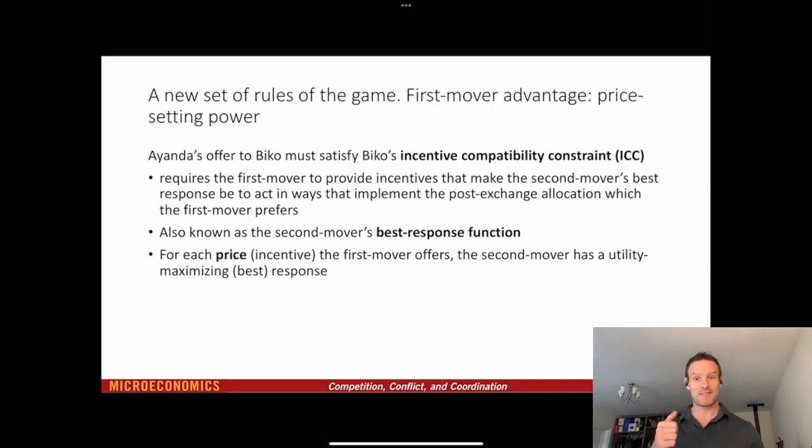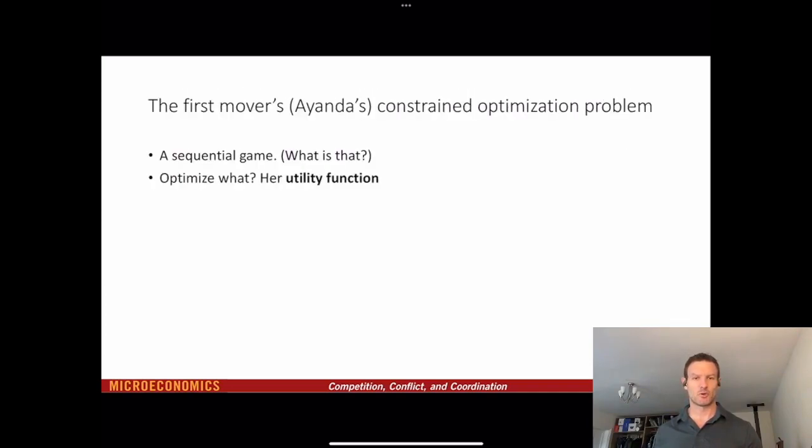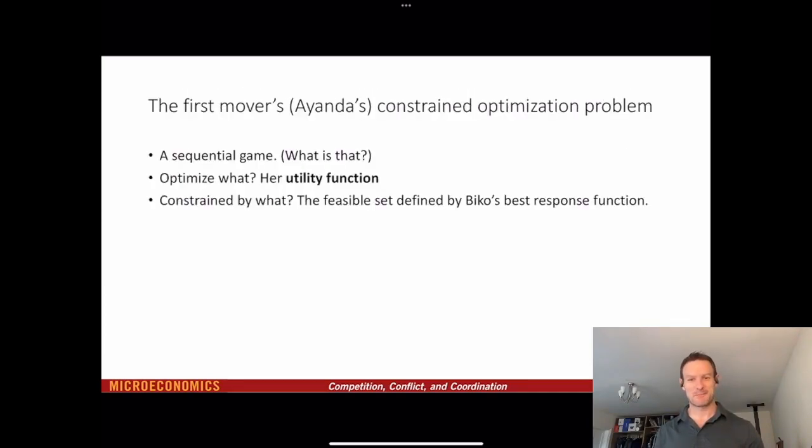Now remember, when we find that utility maximizing best response, what we're saying is that Biko is setting his marginal rate of substitution from his preferences equal to the marginal rate of transformation, which is going to be the price ratio that Ayanda offers him. So a sequential game, what does that mean? Ayanda moves first, Biko moves second. So what is she optimizing? She's optimizing her utility function subject to what? To the constraint of his best response function, or the incentive compatibility constraint.